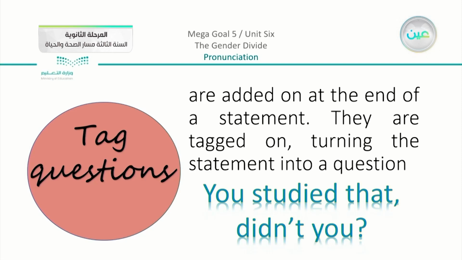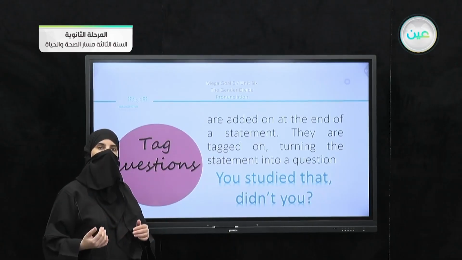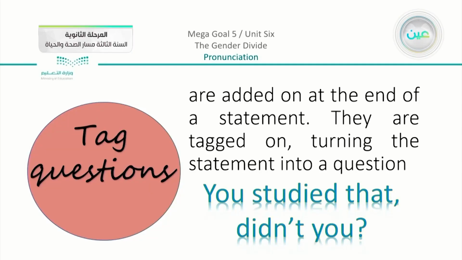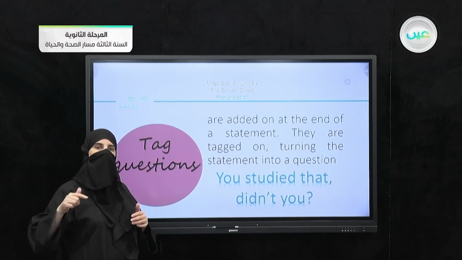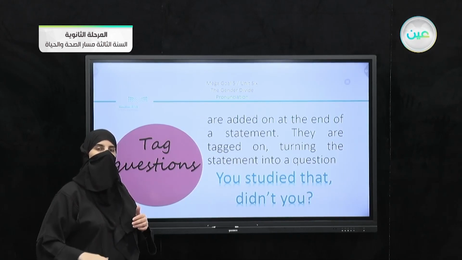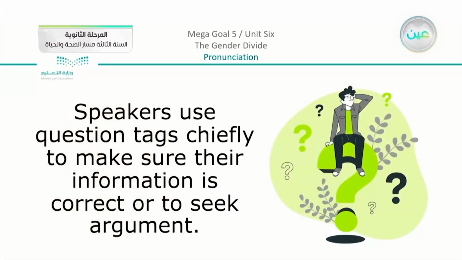So you can say here the same statement but in another way. I can ask you, you studied that, didn't you? Or you studied that, didn't you? So one time I have it high, you studied that, didn't you? And the other time was lower. You studied that, didn't you? So we are going to see why we have this kind of high and low.